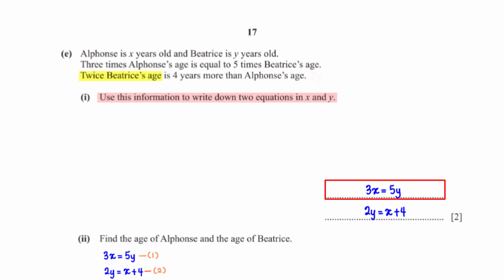Twice Beatrice's age, which is 2y, is 4 years more than Alphonse's age, which is x plus 4. So we have 2y equals x plus 4.